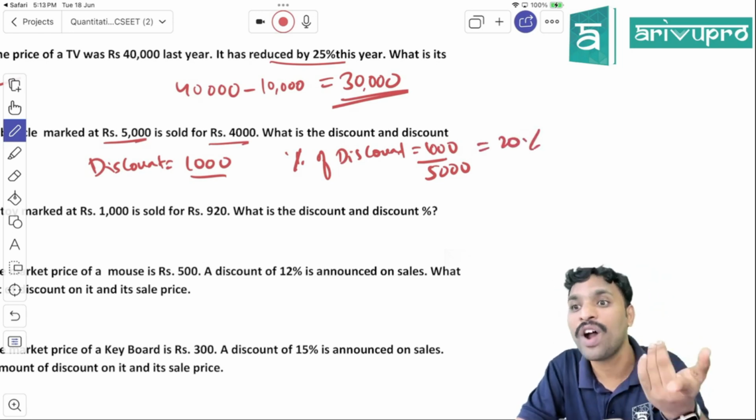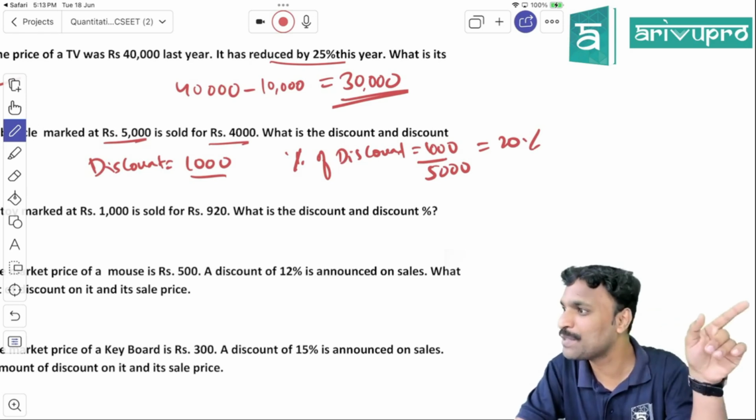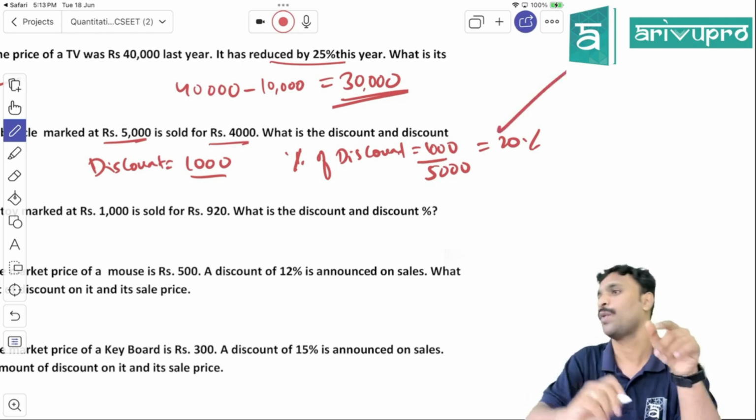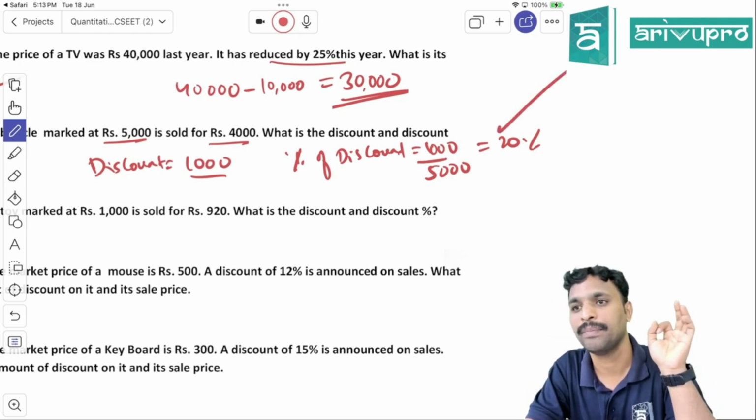Discount is 1,000. That 1,000 is on what? 5,000. Because the initial price was 5,000. 1,000 by 5,000 is 1 by 5, which is 20%. Understood.